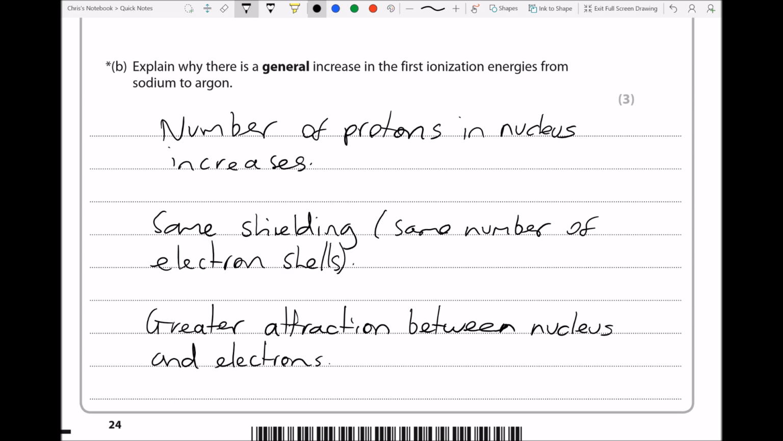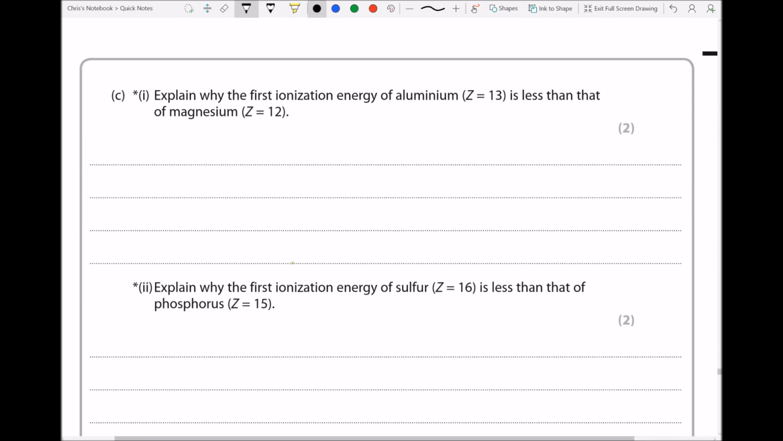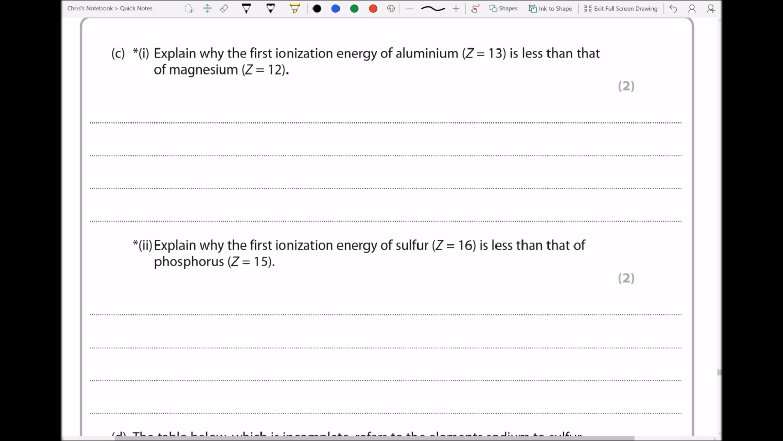So, right, on to the next question. So this is part C part 1. So it says, explain why the first ionization energy of aluminium with Z13 is less than that of magnesium with Z12.